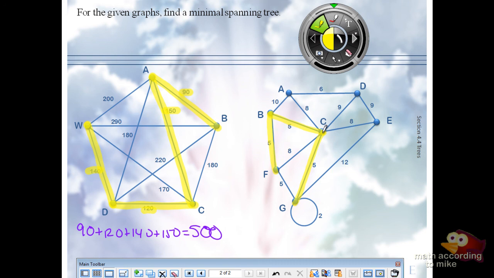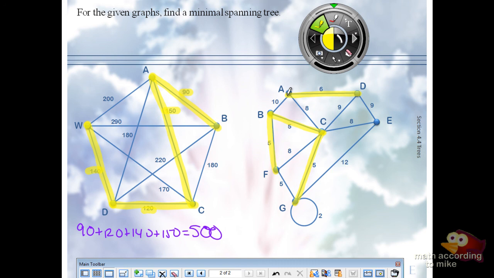All right, now what? 8 would be the next smallest weight. One of these eights we definitely can't pick. We can't pick CF, because that would make a circuit. CE, it brings bad things to life. True. What else could we pick? AC.